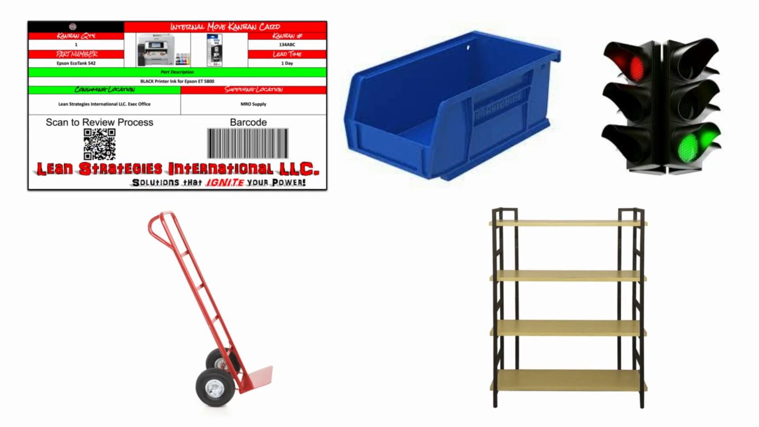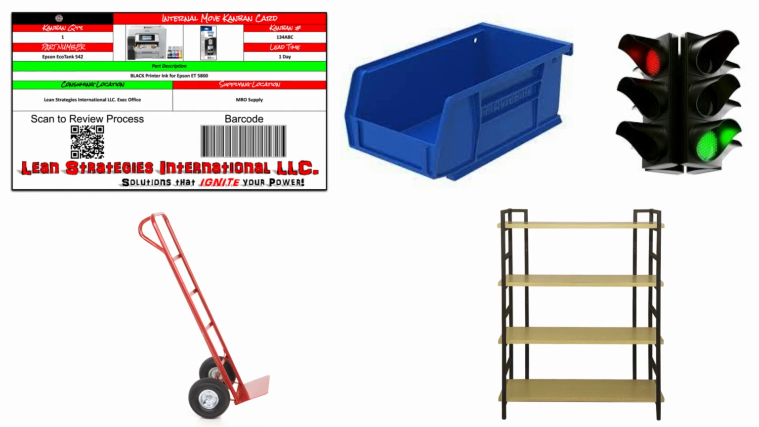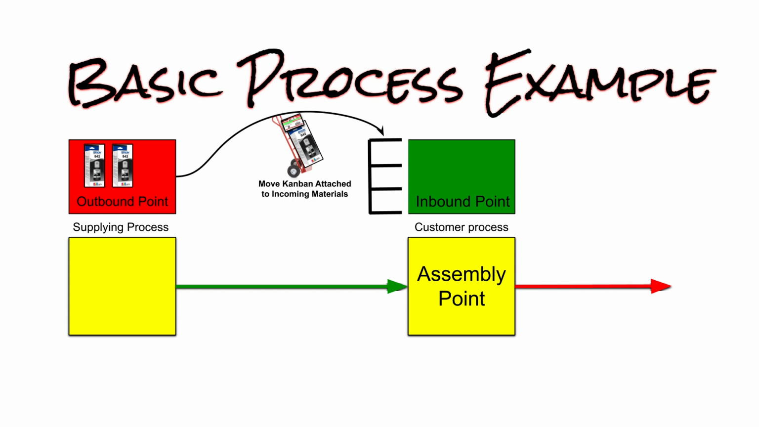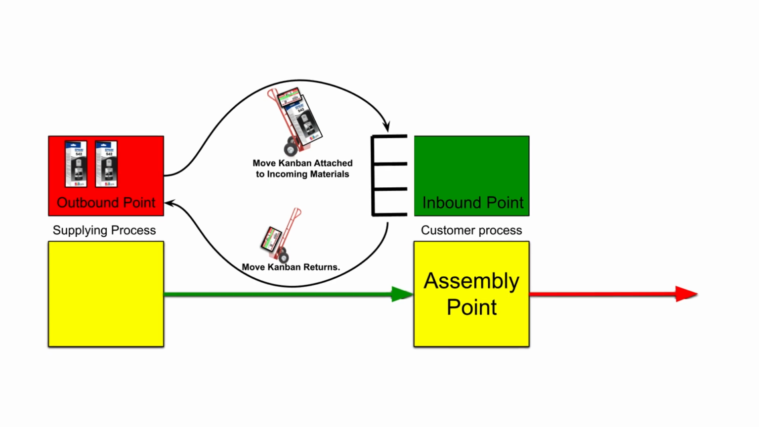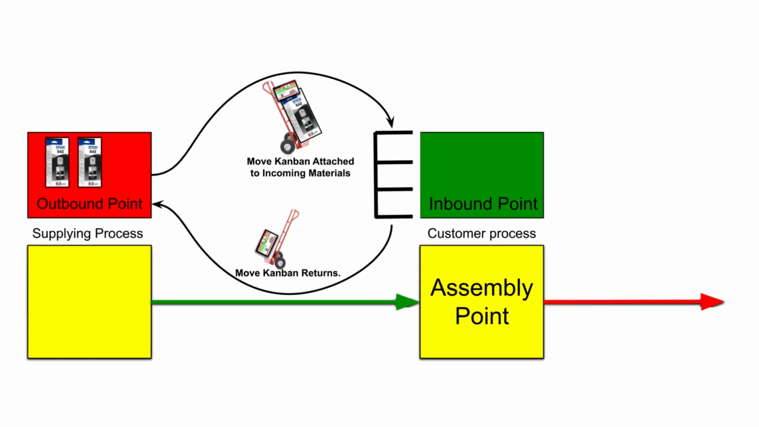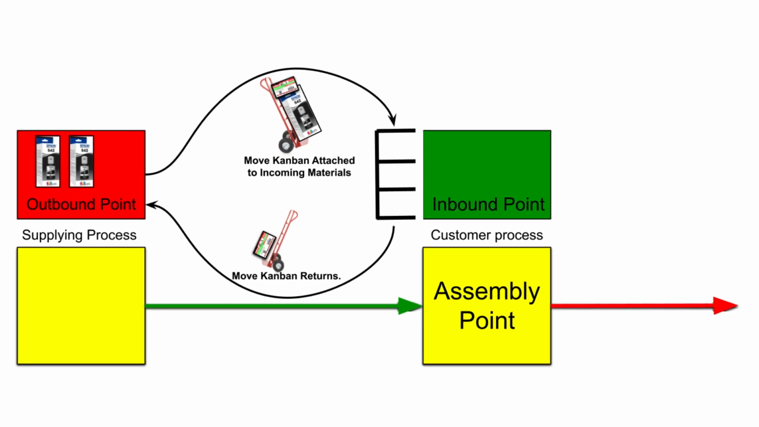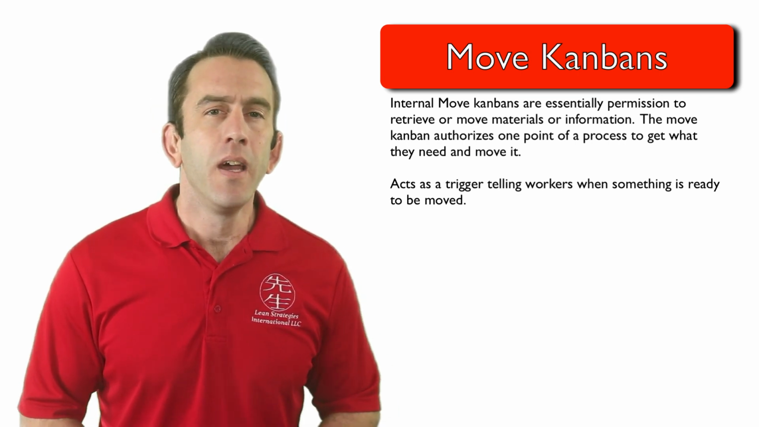Keep in mind that a Kanban could be a card, container, light, dolly, empty space, or a variety of other things. In this example, the inbound materials contain a Move Kanban. When the next process step begins to consume those materials, the Move Kanban is removed and taken back to the previous process step's outbound point. Once it arrives at the outbound point, it is attached to a new full amount of the needed items or information. Once the Move Kanban is attached to this new full container, it is then moved to the next process step's inbound point. As you can tell, the Move Kanban acts as a trigger telling workers when something is ready to be moved. Here's another example.